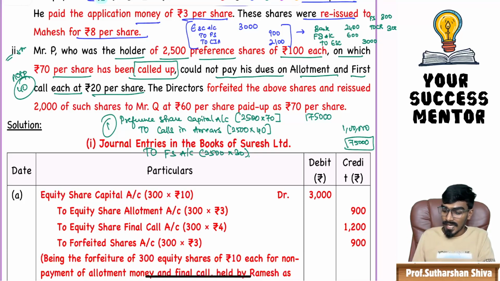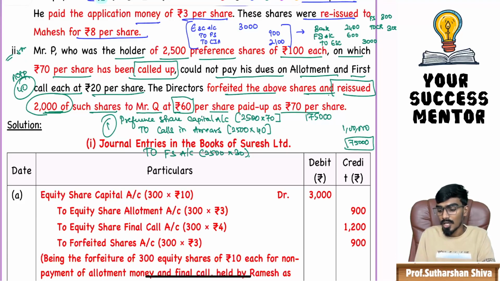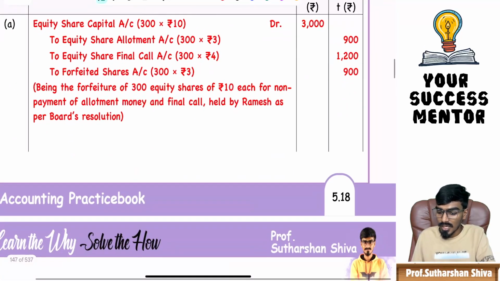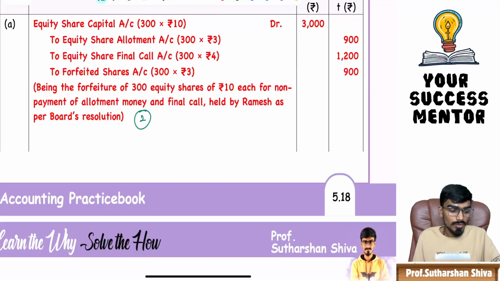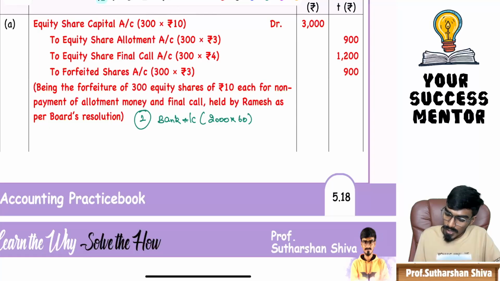Next, the directors forfeited the above shares and reissued 2000 shares only, the reissue of such shares to Mr. Q at rupees 60 per share, paid up as 70 per share. Now you guys think and tell me what journal entry I should pass for reissue. Bank account has been debited. Hereafter it is easy. 2000 shares into 60 rupees. It is going to give me 1,20,000.